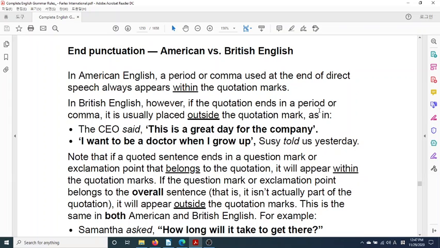So, real quick fun story here. My first semester as a university professor, I marked a student wrong on one of their essays because they put the punctuation on the outside.